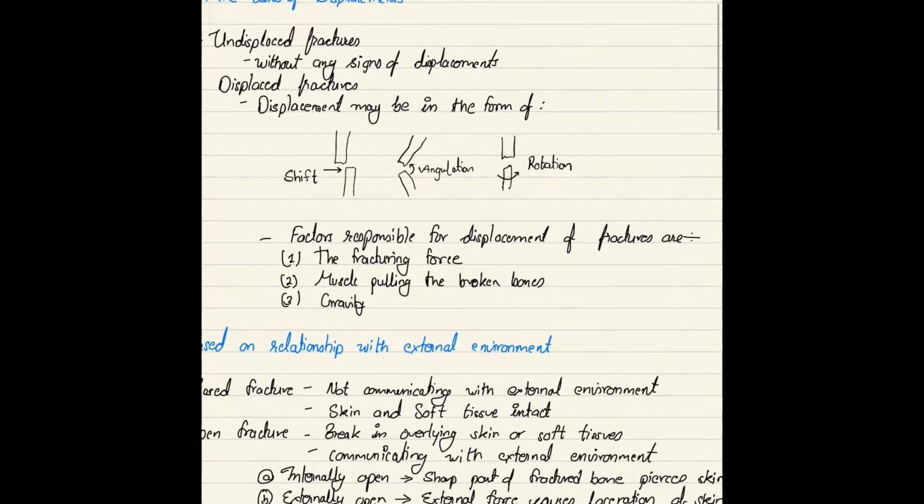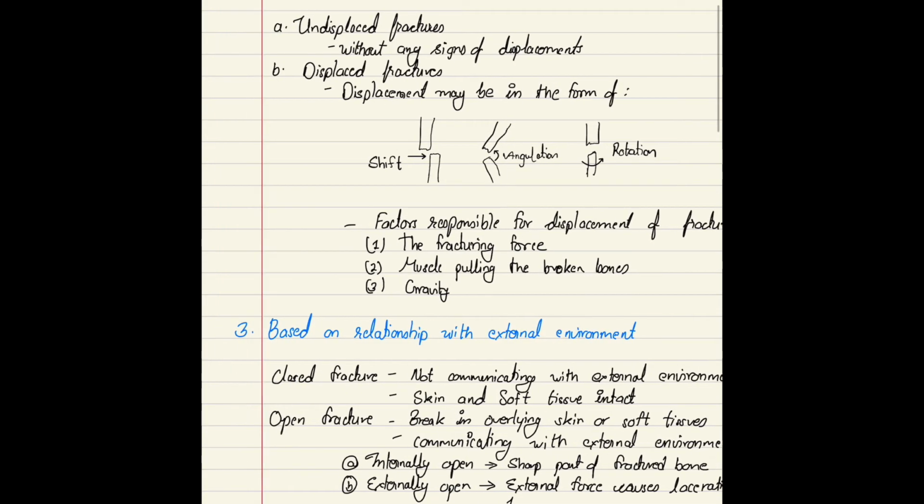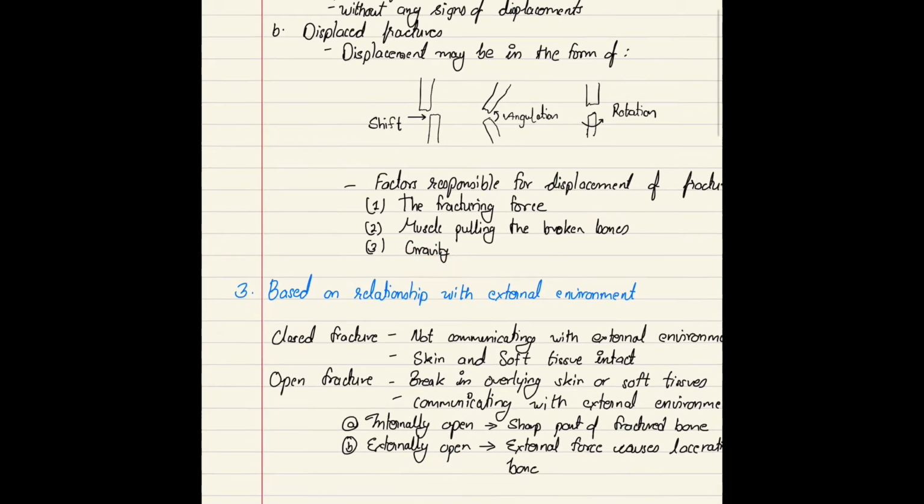And there are few factors that are responsible for the displacement of the fractures. And one of them is the fracturing force. If the fracture is due to some heavy external force, then that force alone will cause the displacement of the bone. Another one is muscle pulling the broken bones. You know that the bones are attached to the muscle. So when there is fracture, the muscles contract and they will pull that bones, causing displacement. The next one is the gravity.